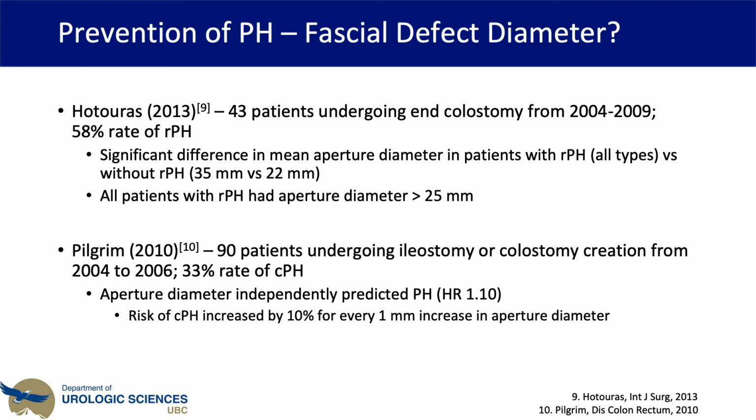Also interesting from these studies, they actually looked at this classic teaching of making the fascial defect 2 finger breadths, and if you take an average surgeon, they said the most common glove size being 7.5, 2 finger breadths is actually a 35 millimeter defect. So looking at these numbers, the first study, looking at a 35 versus 22 millimeter aperture, doing 2 finger breadths with the average size hand is sort of immediately predisposing you to the fascial defect size that they see in patients that are at high risk of parastomal hernia.